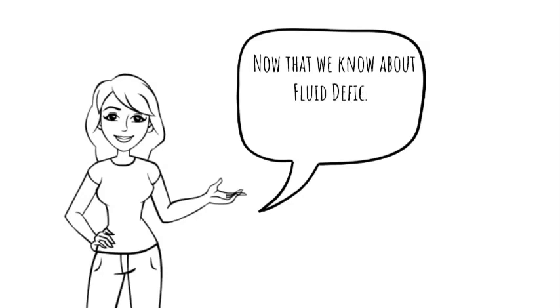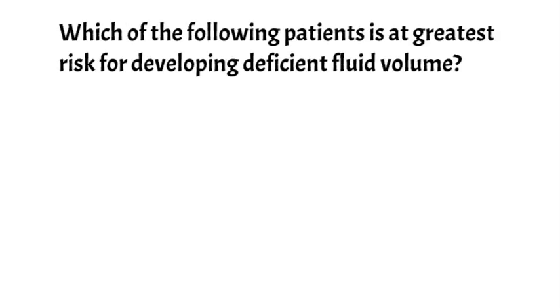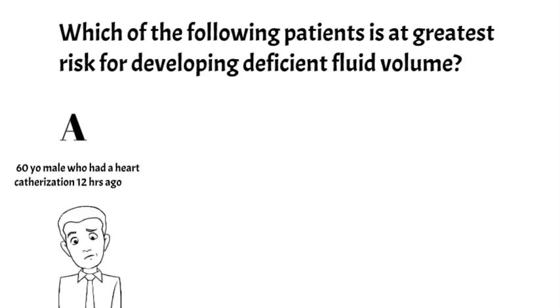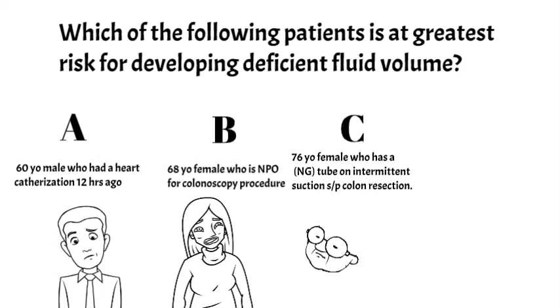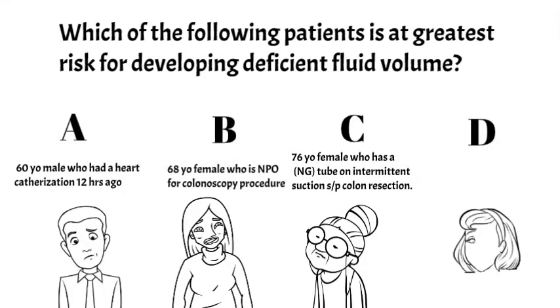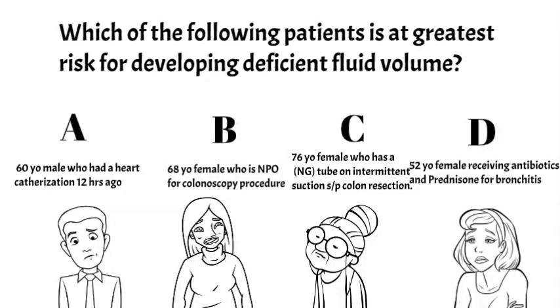Now that you have some knowledge about fluid deficit, let's apply it. Which of the following patients is at greatest risk for developing deficit fluid volume? A. A 60-year-old male who had a heart catheterization about 12 hours ago. B. A 60-year-old female who is NPO after a colonoscopy procedure. C. A 76-year-old female who has an NG tube on intermittent suction, status post colon resection. Or D. A 52-year-old female receiving antibiotics and prednisone for bronchitis.